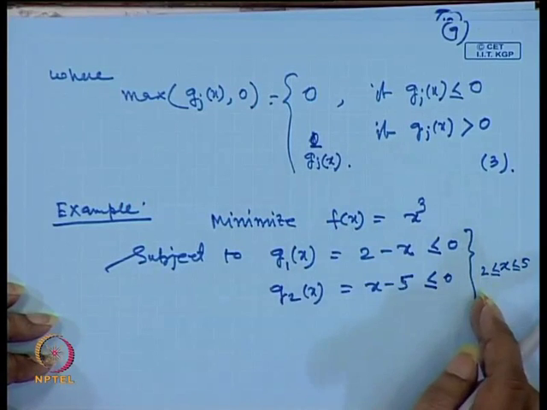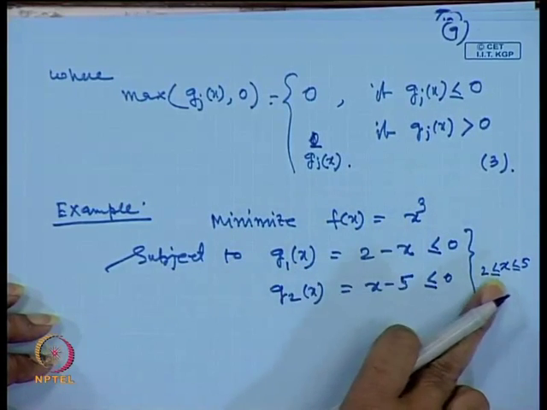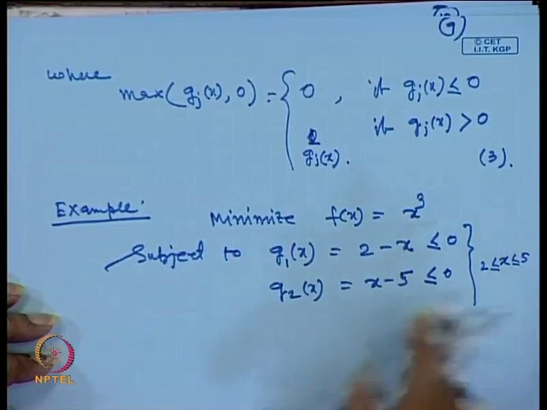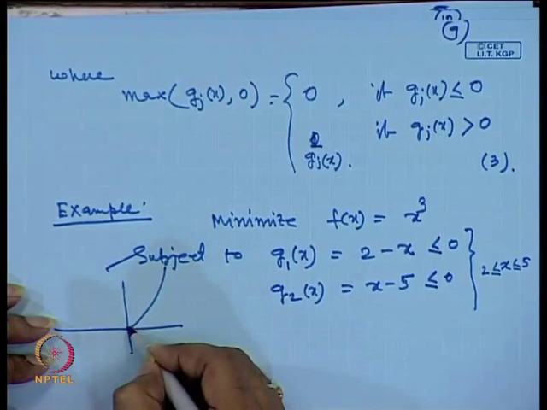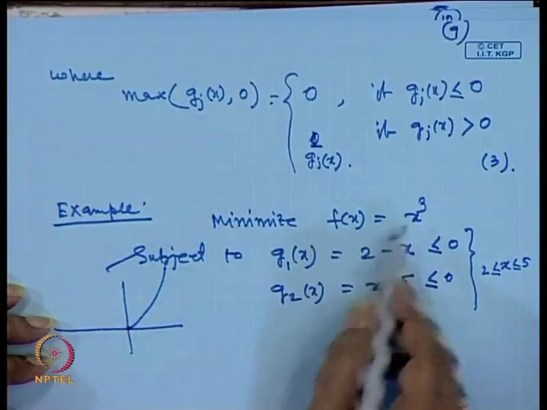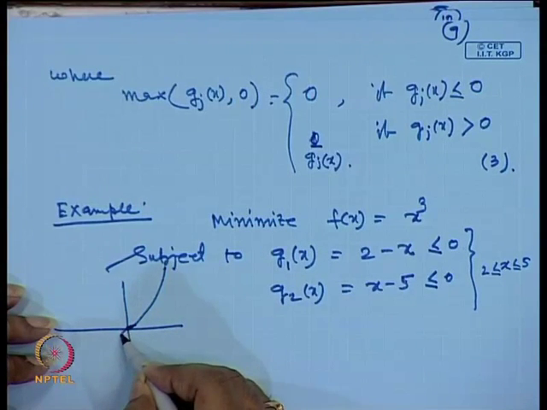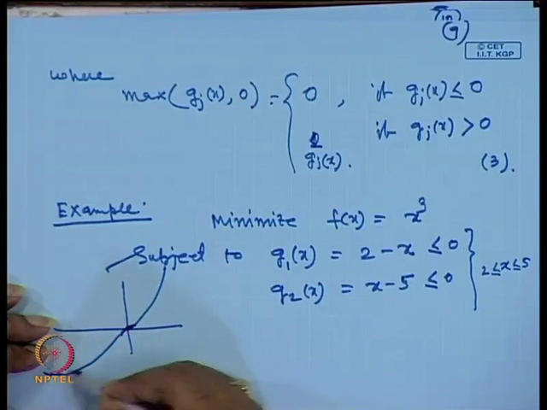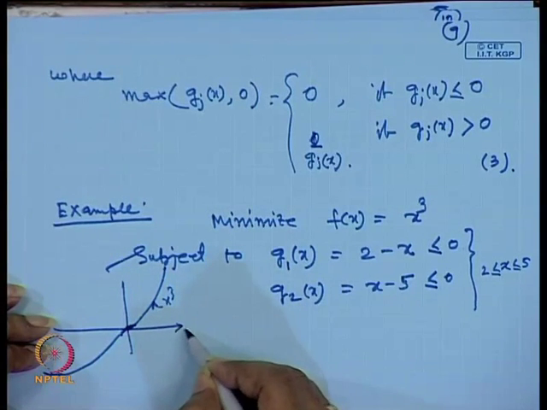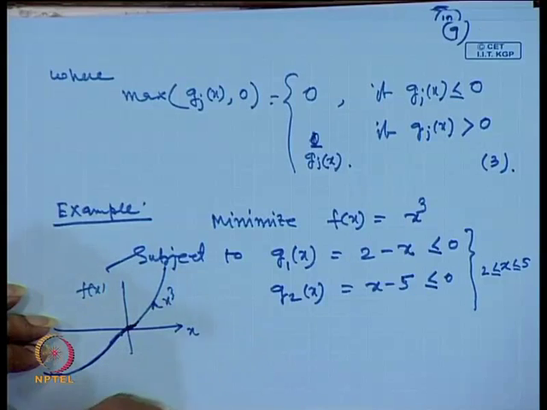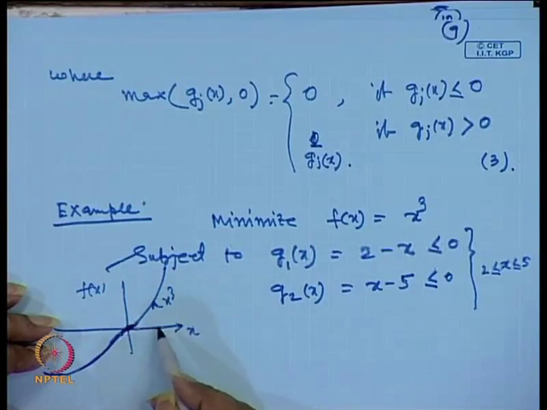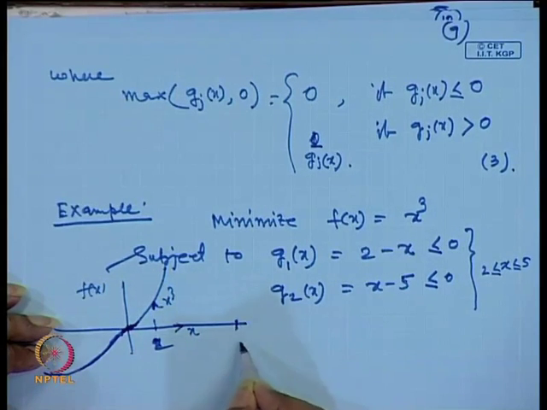And what is the minimum value of the function, at what point? Obviously, x is equal to 2 has the minimum value of the function. If you plot this, at x is equal to 0 it increases steeply, it is just a cubic form, this is f(x). Because its range is given, x is equal to 2 to 5, its minimum value is here only.